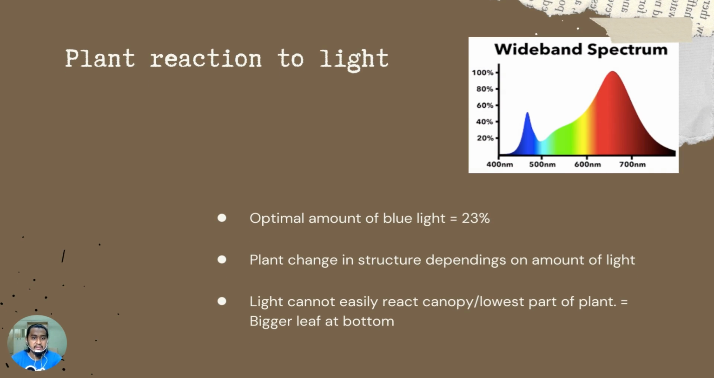A great example of how plants react to light is the amount of blue in the spectrum. Blue light is what plants use to sense whether they are in the shade, because blue light doesn't penetrate through the plant canopy. So there is an optimal amount of blue light in the spectrum for plants to grow best, which is 23%.